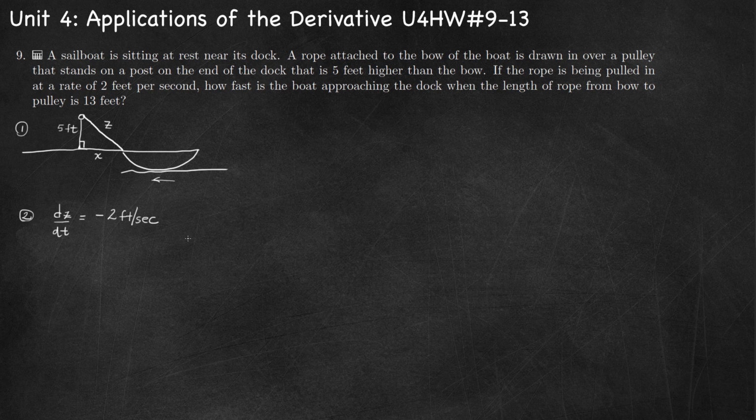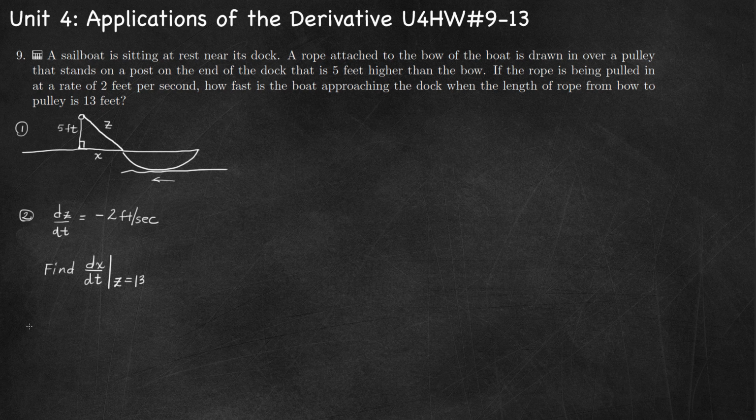We're asked to find how fast the boat is approaching the dock when the length of the rope from bow to pulley is 13 feet. So we want to find dx/dt, the change in x with respect to time, and we want to find that rate at the specific instant when z is 13. I highly recommend you write down the rate that you're given and the rate that you're trying to find.